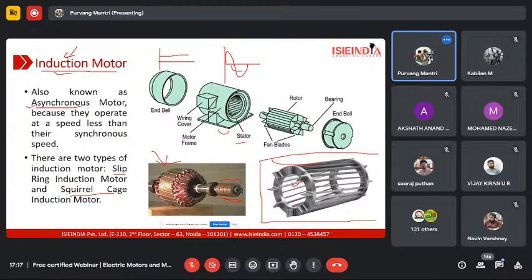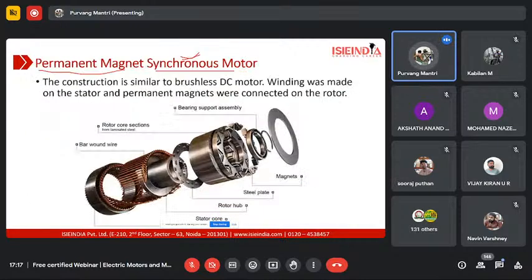But when it comes to the PMSM, or permanent magnet synchronous motor, the controlling strategy is used in such a way that the speed of the rotor is in sync, like it is rotating at the same speed as the rotating magnetic field of the stator. And that's why it is known as a permanent magnet synchronous motor.